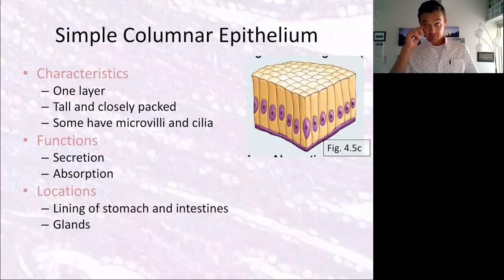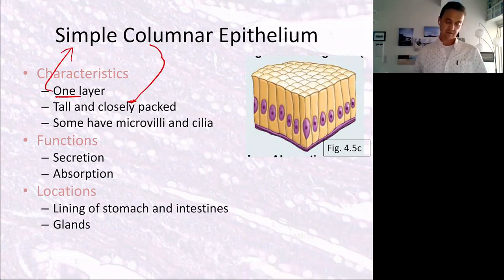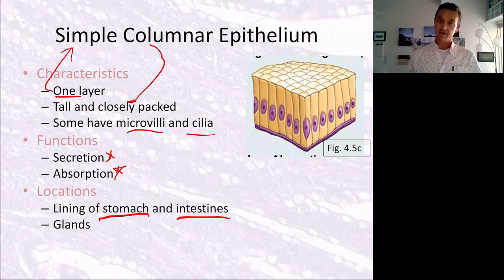Then we've also got simple columnar epithelial tissue. Again, simple because it's one layer, right? Columnar is the shape, columnar shaped cells. Most of them have microvilli and cilia. The functions again are the same, secretion and absorption. We find these lining our gastrointestinal tracts of our stomach and our intestines. And then we find these in glands as well.